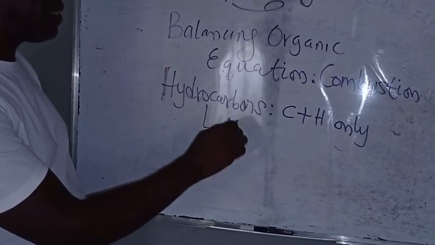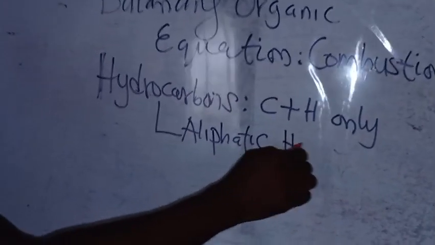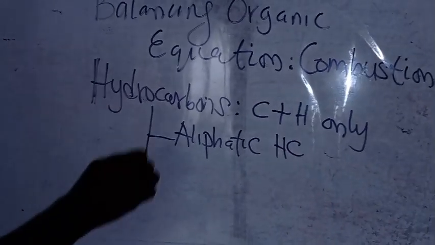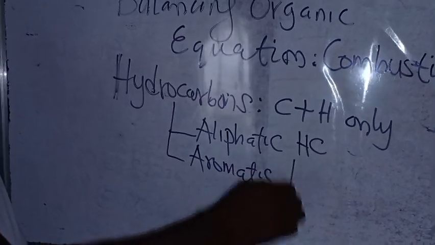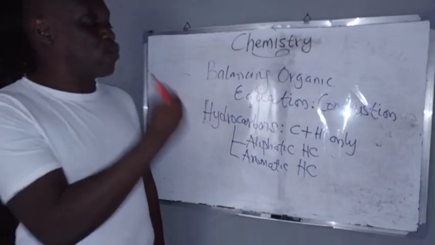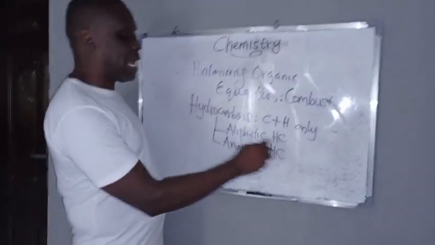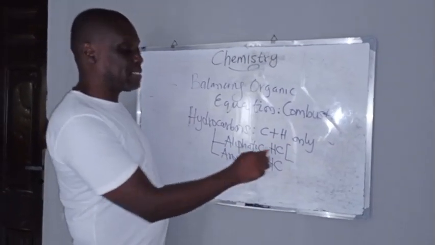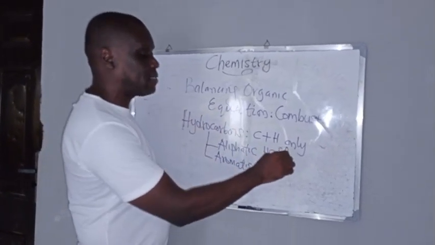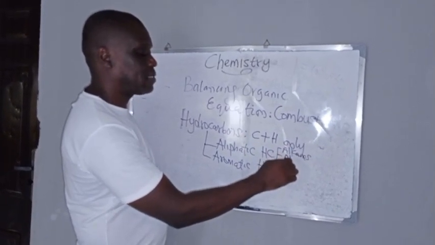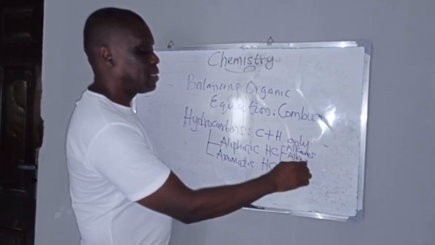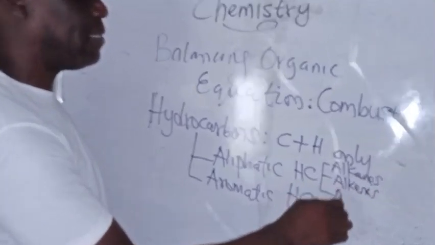We classify them majorly into 2. We have the aliphatic hydrocarbons, let me shorten it that way, and we have the aromatic hydrocarbons. Again, for the purpose of what I want to achieve today, I want to focus on aliphatic. These aliphatic are divided into 3. We have the alkanes, and we have the alkynes.